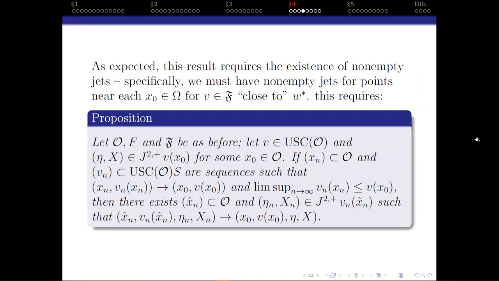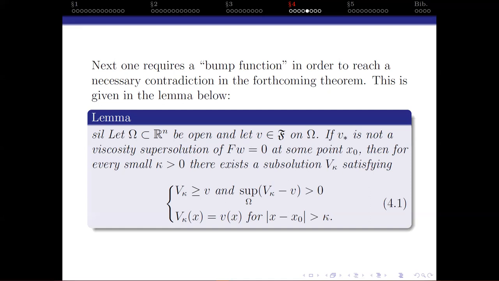Okay. The next major result we need in producing Perron's method is something called a bump function construction. It's in the form of this lemma here, which says that if we have a function V which belongs to the family F of subsolutions, and if we find out that the lower semicontinuous envelope of V is not a supersolution, then near that point, choosing small kappa greater than zero, I can produce a subsolution V kappa, and it's going to be a bump function in the sense that it's greater than or equal to V everywhere. The supremum of V kappa minus V is going to be strictly positive, and outside of a little neighborhood around the point X naught where V sub star fails to be a supersolution, V kappa and V are actually identical to one another.